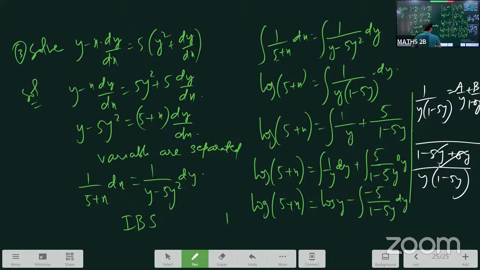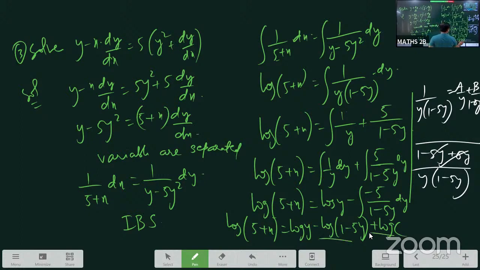Now log of 5 plus x. This is log y. Now the derivative of the denominator is present in the numerator: log 1 minus 5y. Since everything is in log, we take the constant as log c. Is it clear? Now bring all the terms to one side. Your wish, whichever way you want, but cancel log. So bring the minus part and this to this side. So what am I going to get?